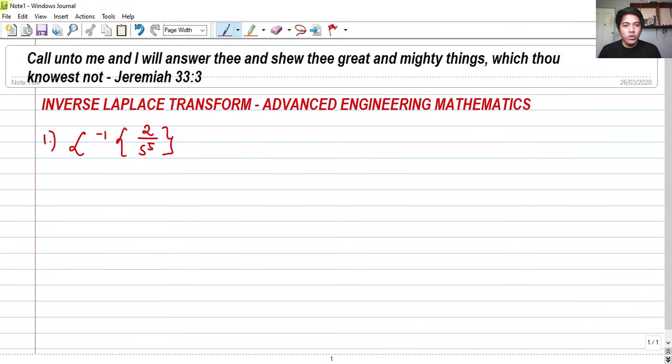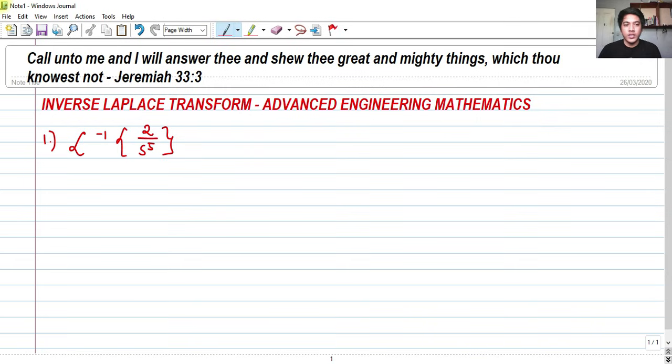As you all know, in studying inverse Laplace transform, we must be familiarized with the different formulas on how we are going to get the Laplace transform of a certain function. We must memorize those formulas so that when we apply inverse Laplace, it would be easier for us to at least have an idea on what we are going to do with the inverse Laplace transform.